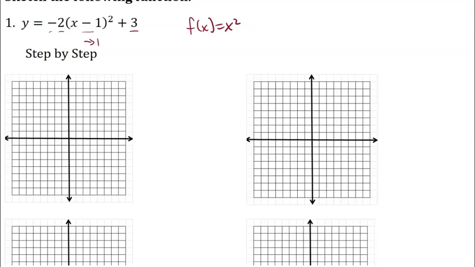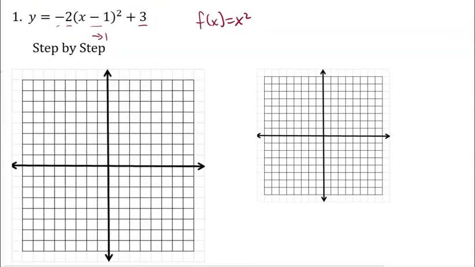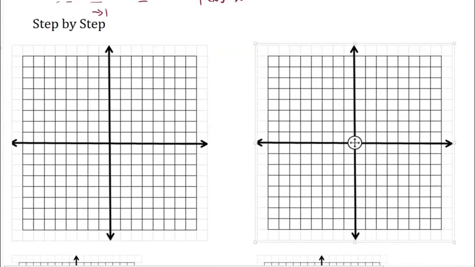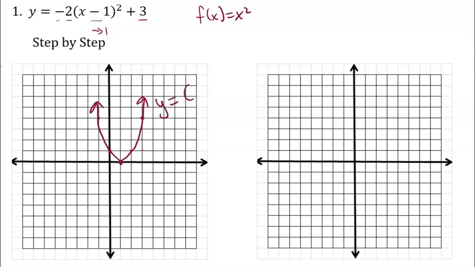So the original, let me just make the graph bigger. The original vertex was at the origin, and I'm going to now shift that 1 unit to the right. Okay, and then over 1, up 1, over 1, up 1, 2, 3. That's to get a few points of accuracy, and then the reflection. So this right here is y equals the quantity x minus 1 squared.